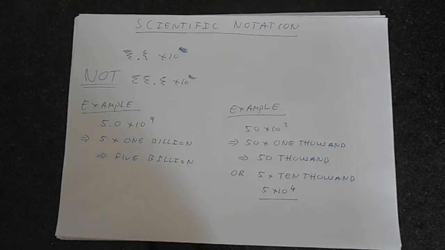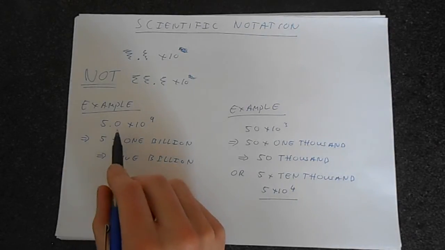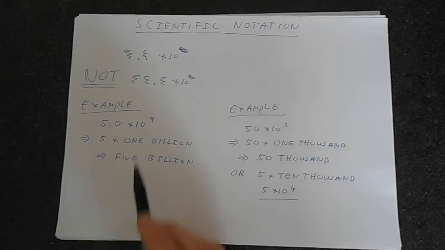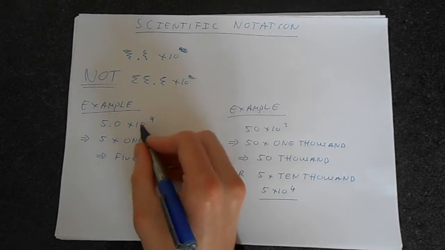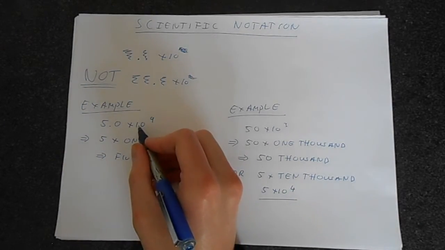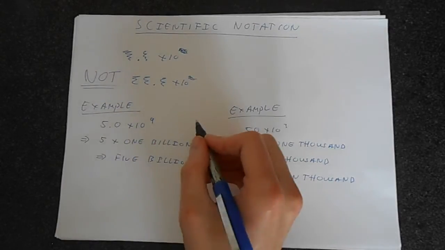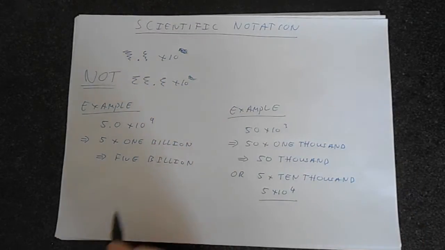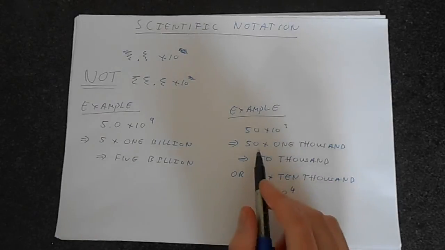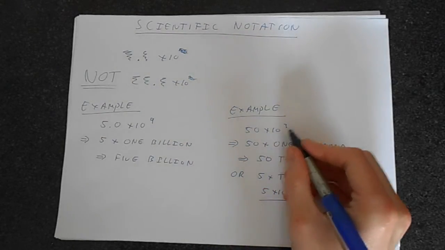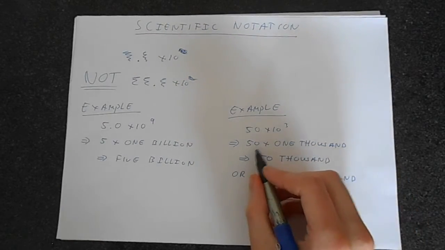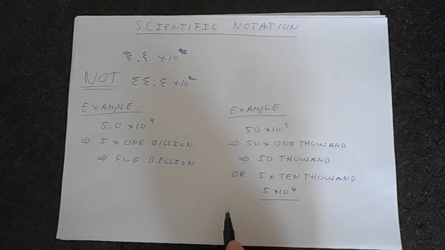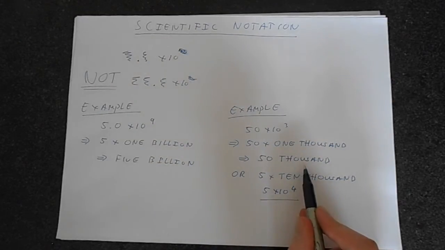So let's look at how it's working here. You've got 5.0 times 10 to the 9. This is essentially saying we're doing 5 times 1 billion, which is of course 5 billion. This 10 to the 9 is you're timesing 10 times 10 times 10, 9 times, and that gives you 1 billion. Another example here, say you've got 50 times 10 to the 3. 10 times 10 times 10 is 1,000. So really what you've got here is 50 times 1,000, or in other words, 50,000.